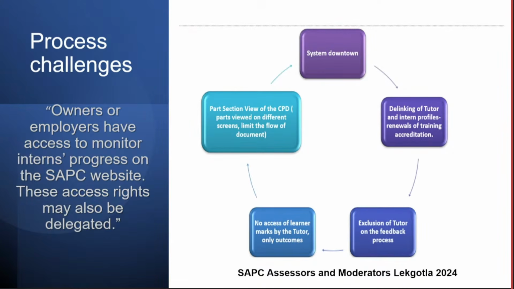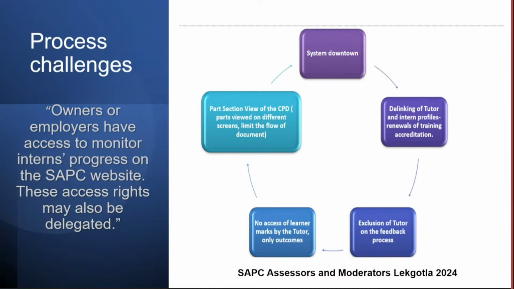Delinking of the tutor and the intern profiles and renewals of training accreditation. Sometimes, for some reason, the tutor and the intern are getting delinked and you're not able to submit on behalf of the intern, or your facility training certificate has expired, and so therefore pharmacy inspection has to be done, and a new training certificate has to be awarded, and that could delay the whole process.